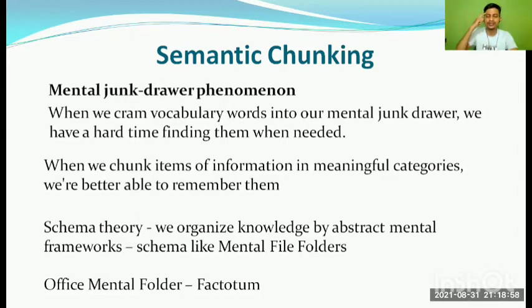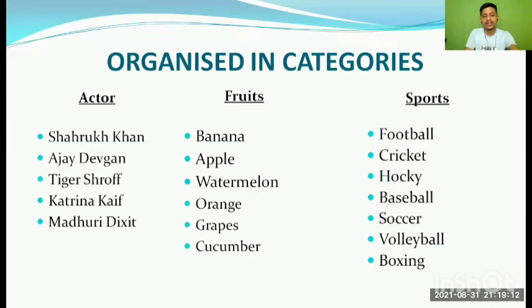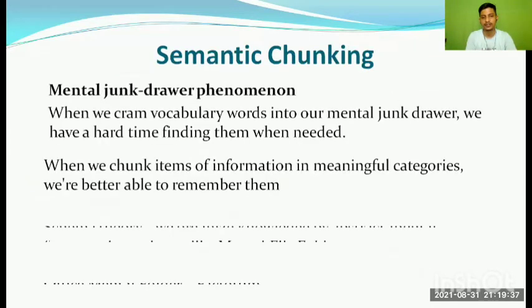We need to make folders in our mind. It's called mental folders. To remember new words, I need to make some kind of folder. Let me give you an example. Just imagine these are the new words you need to remember. So you make an actor folder, a fruit folder, a sports folder, and whenever related words come, you put them into the mental folder. You have to link them. I'm putting this into this folder, that into that folder. That's what you need to do mentally. That's called semantic chunking.